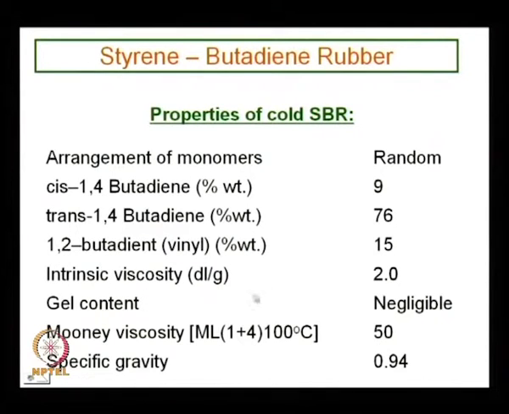Intrinsic viscosity, gel content, Mooney viscosity. What is Mooney viscosity? Mooney viscosity is the viscosity of a rubber compound. You can measure the Mooney viscosity of raw rubbery polymer before compounding, and after compounding, prior to vulcanization. This viscosity can tell you at what temperature and at what machine speed, that is RPM, revolutions per minute, you have to run the machine to get a rubber compound in a reasonable length of time.